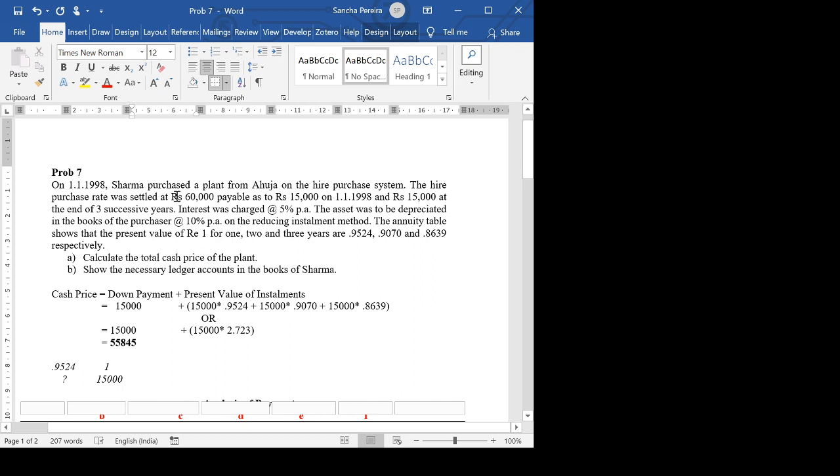What they've said is the higher purchase rate is 60,000. Higher purchase rate is always higher than the cash rate. Why? Because it's inclusive of interest. So this higher purchase rate is paid as 15,000 as down payment and then 15,000 in 3 successive years. So 15 plus 15, 30, plus the second installment 45, plus the third installment another 15, which makes it 60.